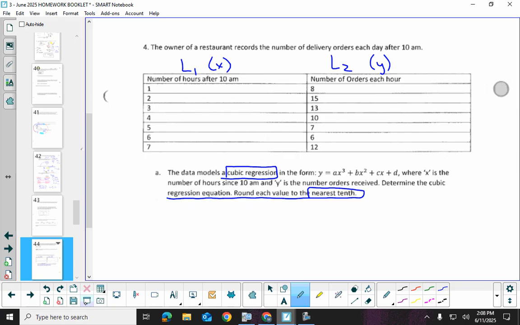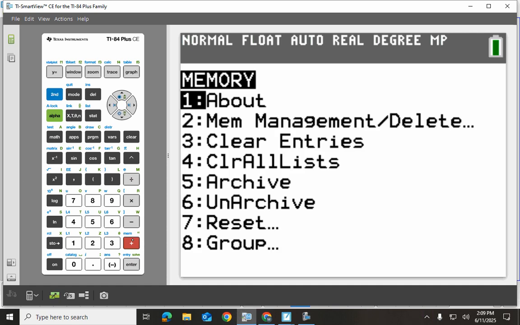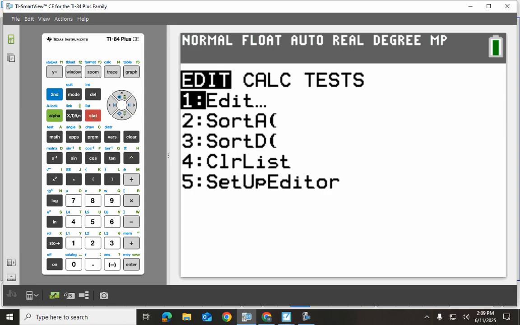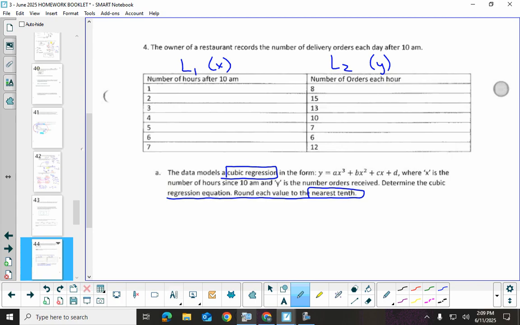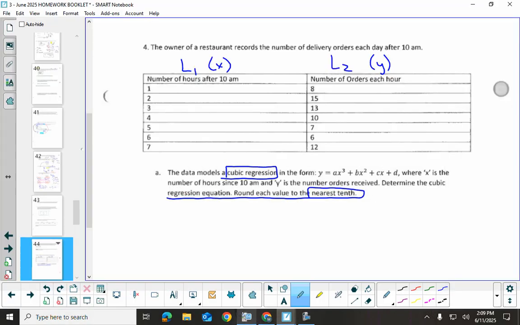Okay, so let's go through those buttons. So step 1, clear your lists. So second plus 4, enter. Step 2, go to stat. Pick number 1. Make sure you've got an L1 and an L2. Okay, so under L1, you're going to put 1, 2, 3, 4, 5, 6, 7. Under L2, we're going to put the number of orders. 8, 15, 13, 10.